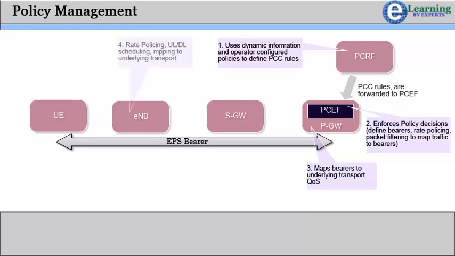The eNode B performs uplink and downlink rate policing, as well as RF radio resource scheduling. The eNode B, like the PDN GW, maps bearer traffic to the underlying IP transport network. The UE also plays a role in policy. In the uplink direction, it performs the initial mapping of service data flows to bearers.